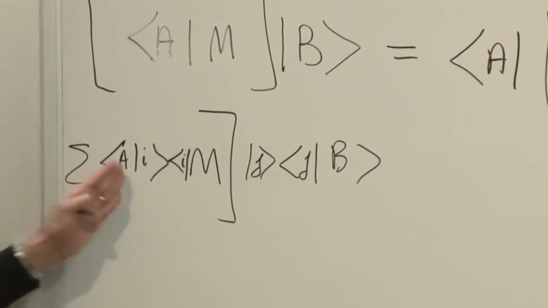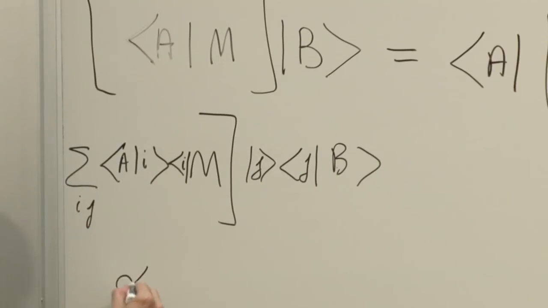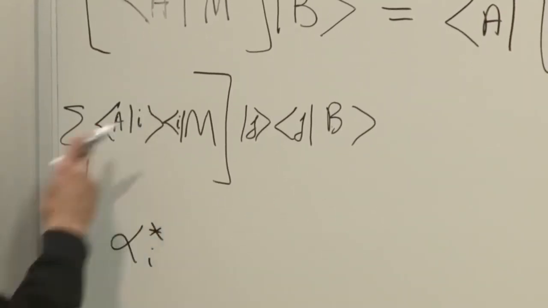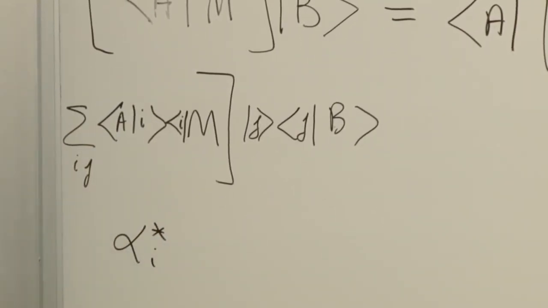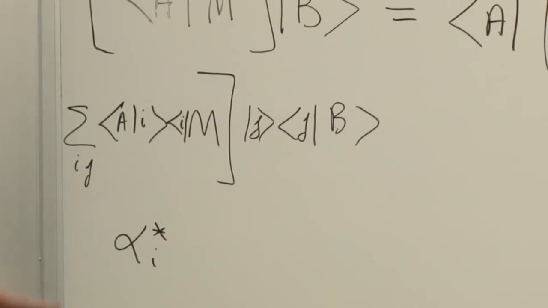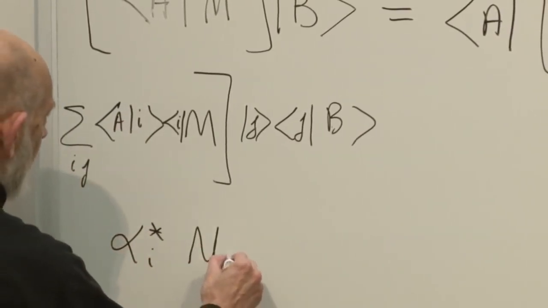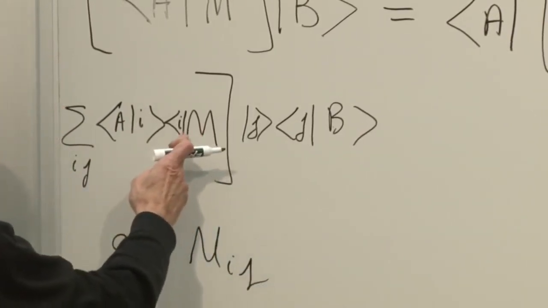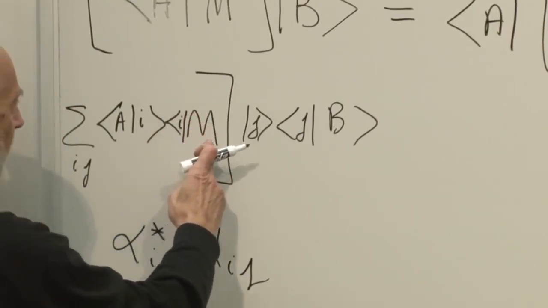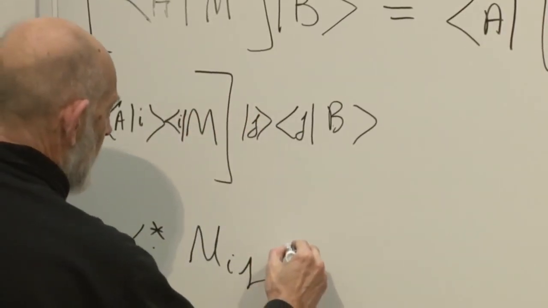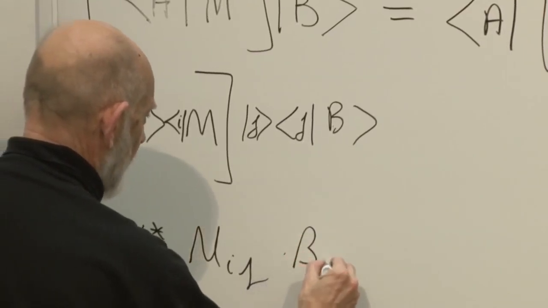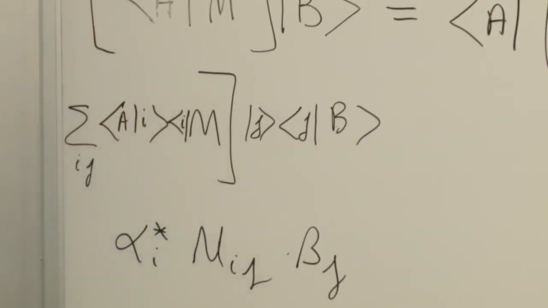What do we see here? We see this is alpha star I. Why did I put the star there? Because the bra vectors are complex conjugates. So there's an alpha sub I. There's an M_ij, I in a product of I, M times J, and then there is beta J. That's all we have here. This is summed on I and J.